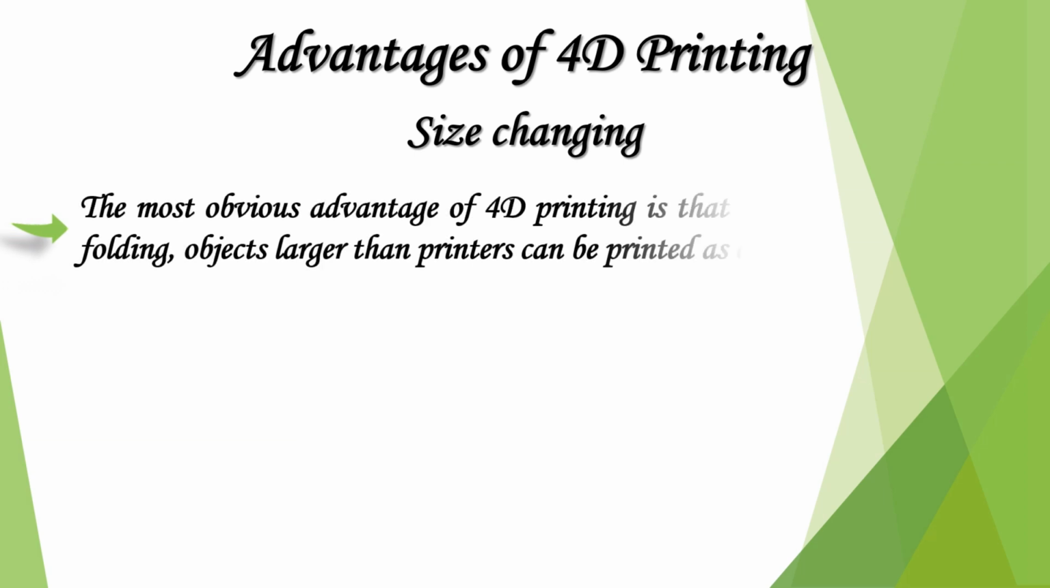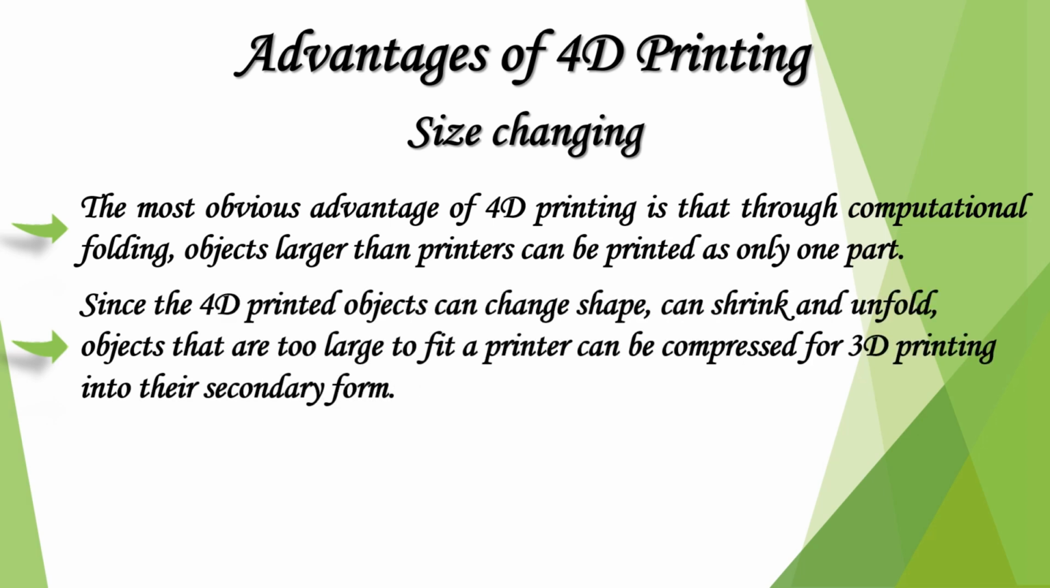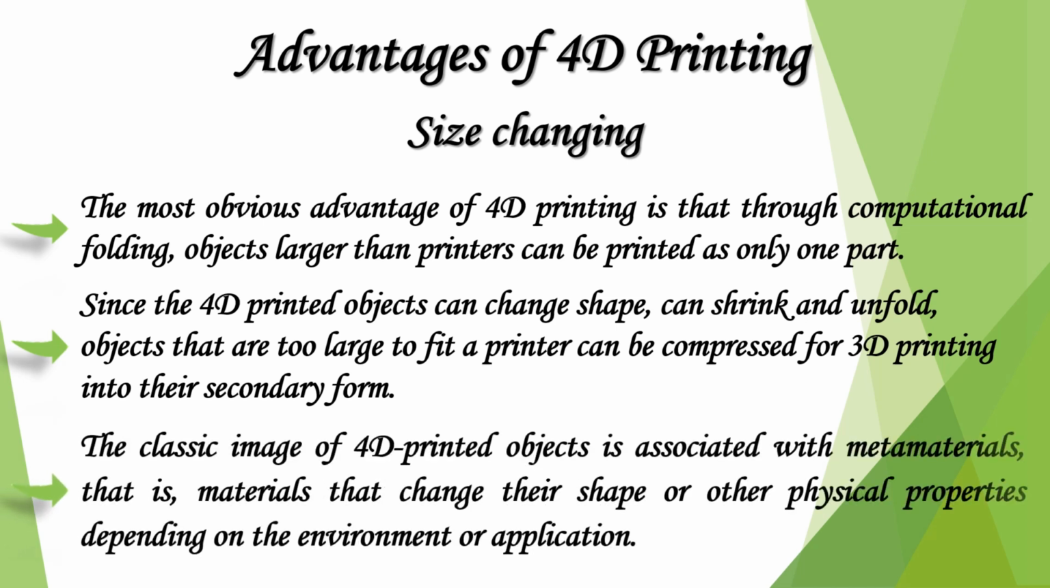Size changing. The most obvious advantage of 4D printing is that through computational folding, objects larger than printers can be printed as only one part. Since the 4D printed objects can change shape, can shrink and unfold, objects that are too large to fit a printer can be compressed for 3D printing into their secondary form. The classic image of 4D printed objects is associated with metamaterials, that is, materials that change their shape or other physical properties depending on the environment or application.